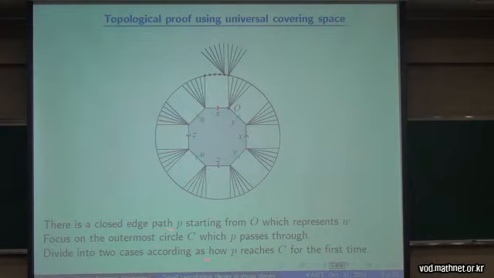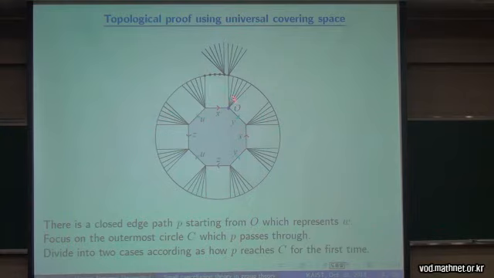Then there is an outermost circle C which P passes through. We pay attention to such outermost circle C. And then we divide into 2 cases according to how P reaches C for the first time.